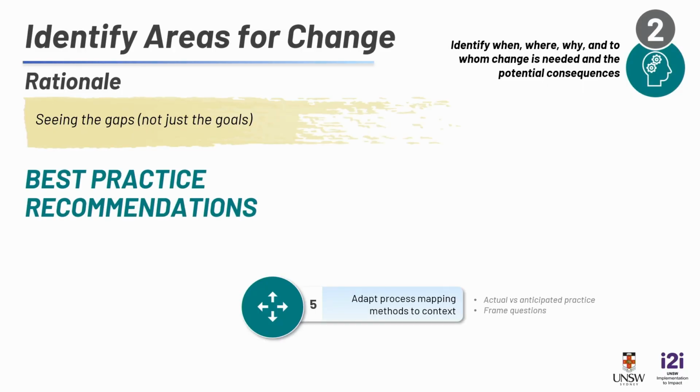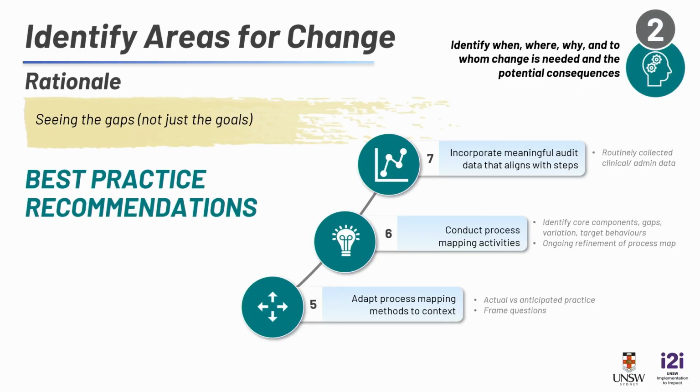And then the next stage was to see the gaps and not just goals. So here we adapted process mapping methods to the context, and so sometimes we needed to go in a bit more simplified. Other times we were able to take in a bit more complexity depending on the audience. We conducted more process mapping activities, identifying core components, gaps, variation and target behaviours, and we're really trying to do ongoing refinement so that we really did get those processes right.